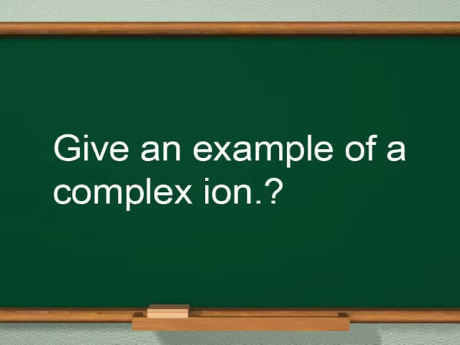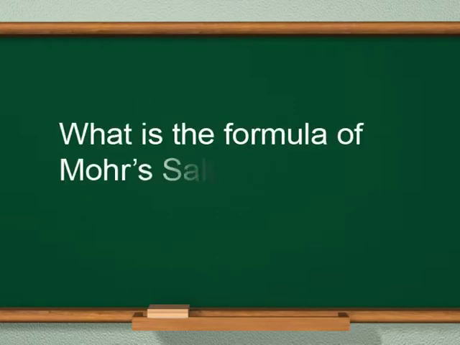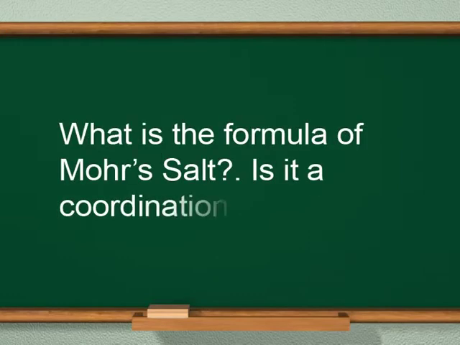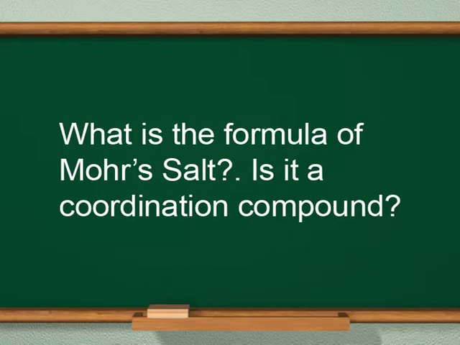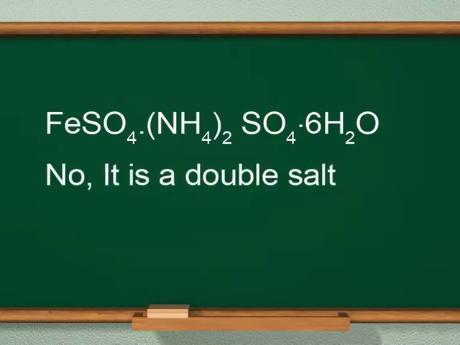Next question is, give an example of a complex ion. [Cu(NH3)4]2+ is an example of a complex ion. Here comes another question. What is the formula of Mohr's salt? Is it a coordination compound? And the answer is FeSO4·(NH4)2SO4·6H2O. No, it is a double salt.